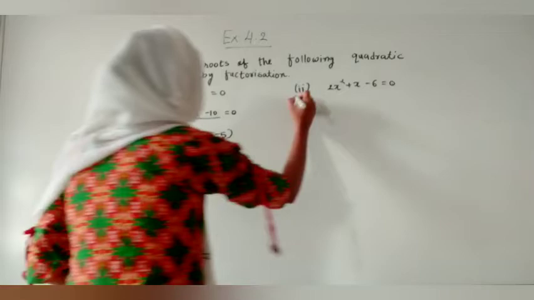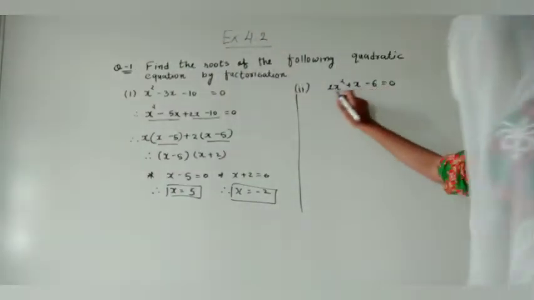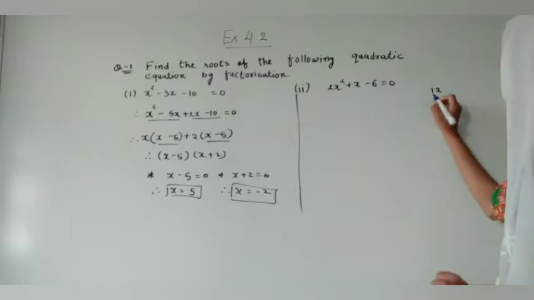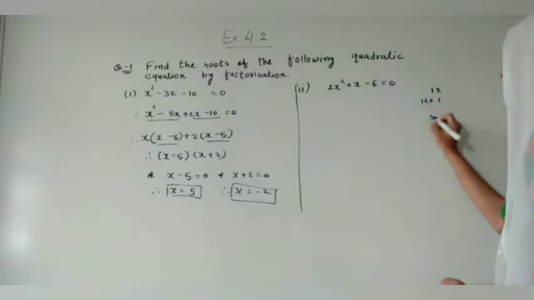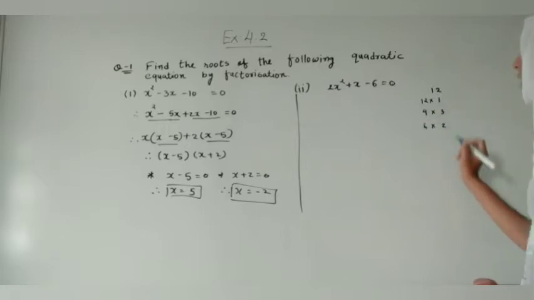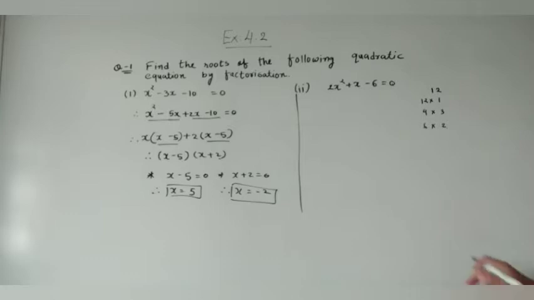Now here we have to do that second question. 6 2s are 12, means 12 is the number, and we have to find the possible factors of 12. 12 1s are 12, 4 3s are 12 and 6 2s are 12. As many factors as possible we have to take out, so we have written it.